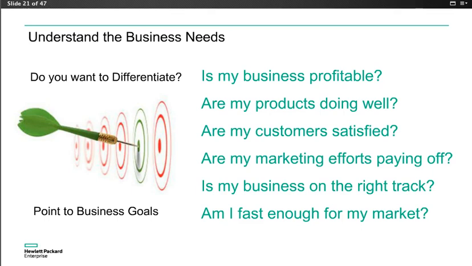Therefore, typically we start with talking with business, and we let them ask questions like, is my business profitable? Are my products doing well? And after we agree on the major questions that came from the business, then we visit IT teams and let them help to answer these questions with IT tools.